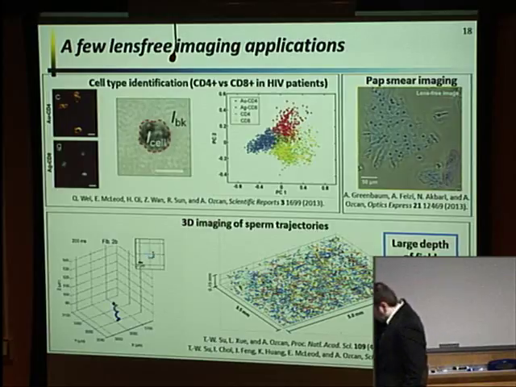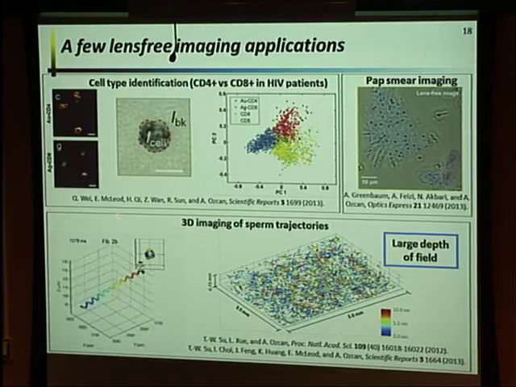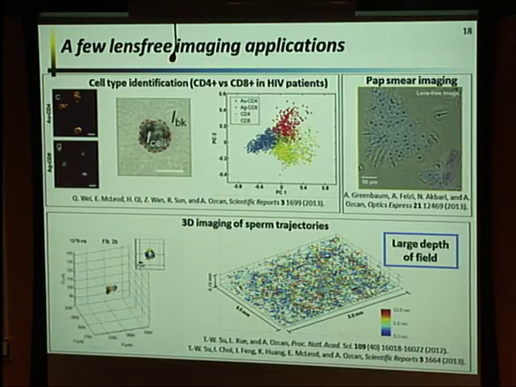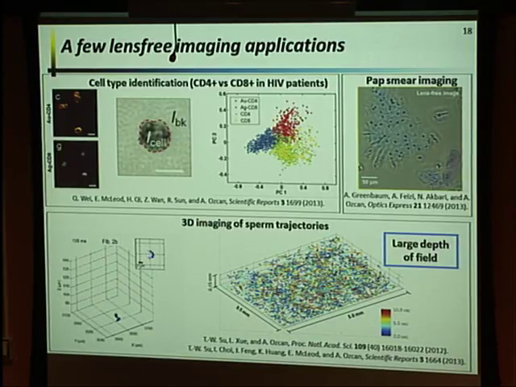So then the last category of applications which are pretty well suited to this lens-free holographic imaging is 3D imaging. Because we can do our focusing and our reconstruction computationally, we can capture one image and then we can refocus that at many different depths. And so the ability to refocus at many different depths gives us 3D image tracking.